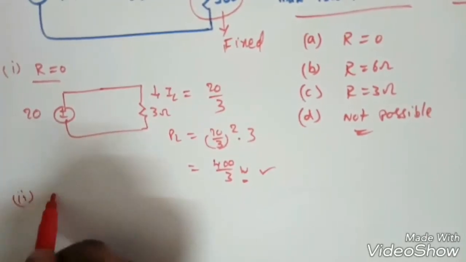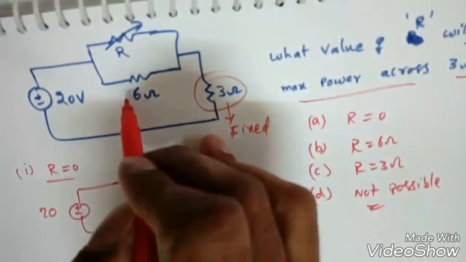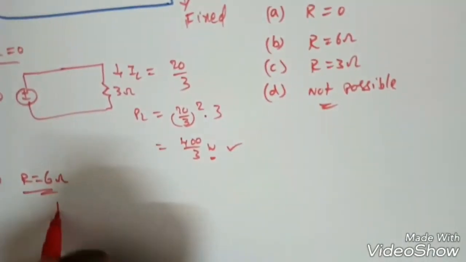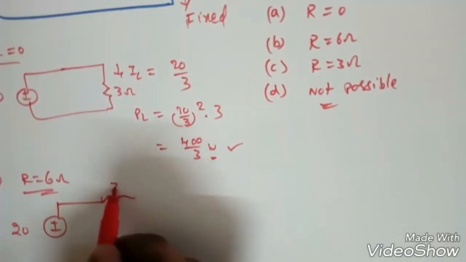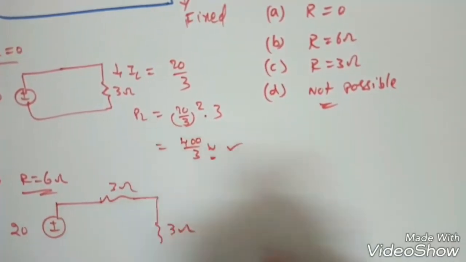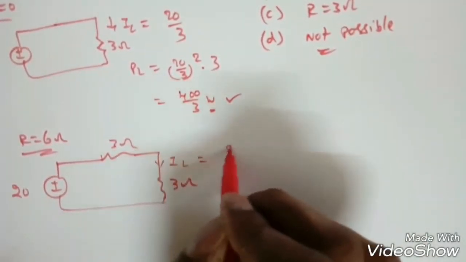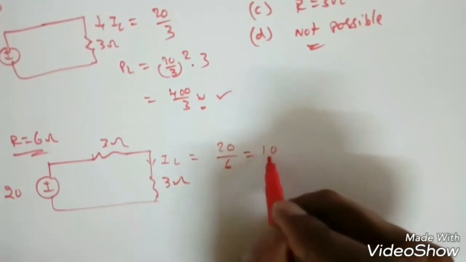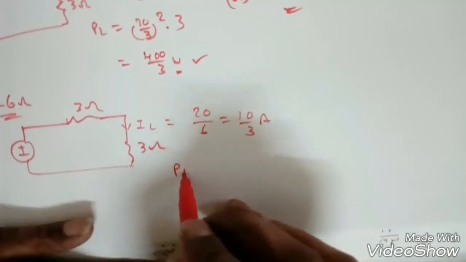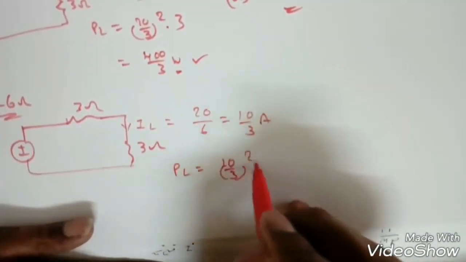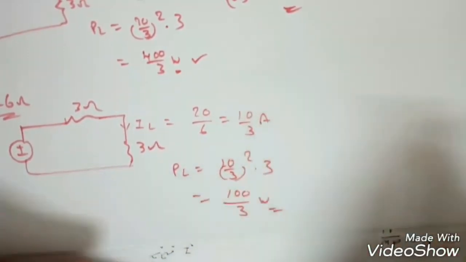Now second case, suppose R is equal to 6 ohms. So 6 ohms, 6 ohms, so we'll get 3 ohms. So that is plus minus 20, and this is 3 ohms, and this is 3 ohms. Right? Now what is this current IL? IL is equal to 20 by 6, that is 10 by 3 amperes. Now what is the maximum power in the load? 10 by 3 square into 3, so it is 100 by 9, so 100 by 3 watts. Right?